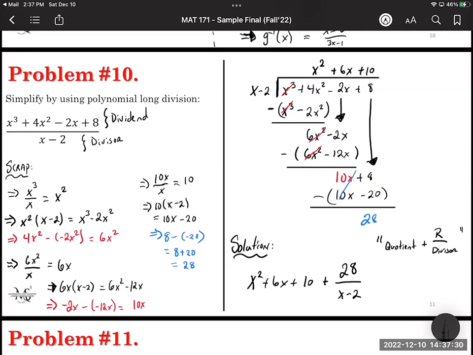Okay. Your answer is wrong. I have a question too. Sure. So what if I just write x squared plus 6x plus 10 remainder 28? Is it correct? That's okay, I could pick up on that. But usually the format is quotient plus remainder over divisor.